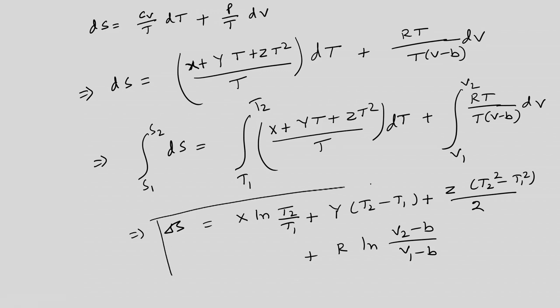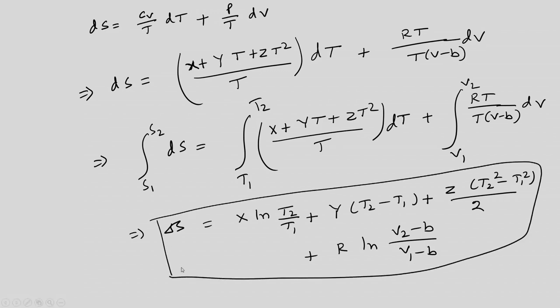So, this is the answer. Delta S is S2, a function of T2 and V2, minus S1, a function of T1 and V1. So, delta S is nothing but S2 minus S1. So, delta S is x ln T2 by T1 plus y times (T2 minus T1) plus z (T2 to the 2 minus T1 to the 2) by 2 plus R ln (V2 minus B) by (V1 minus B). So, this was our problem 3. Next, we will discuss another problem.